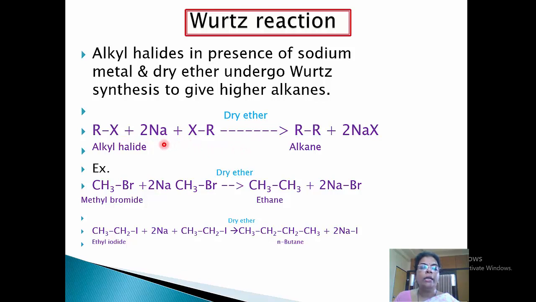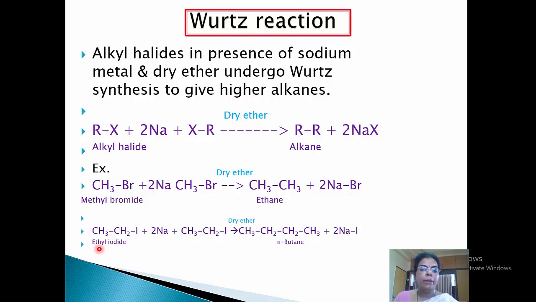Now there are two halogen atoms, therefore we have to take two sodium atoms. Therefore this R gets attached to this R to form alkane, that is R-R plus twice NaX. This is the general reaction. Now we are going to see an example. Methyl bromide, that is CH3Br, when it is treated with sodium metal and a second molecule of methyl bromide in presence of dry ether, then this NaBr is removed and this CH3 gets attached to this CH3 to form CH3CH3, that is ethane, plus twice NaBr.